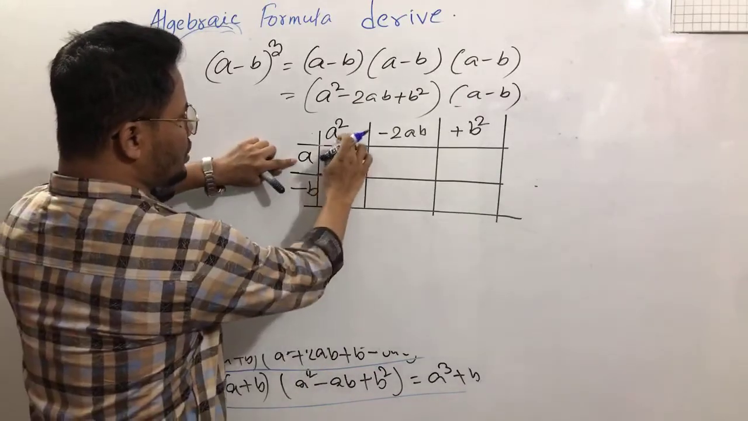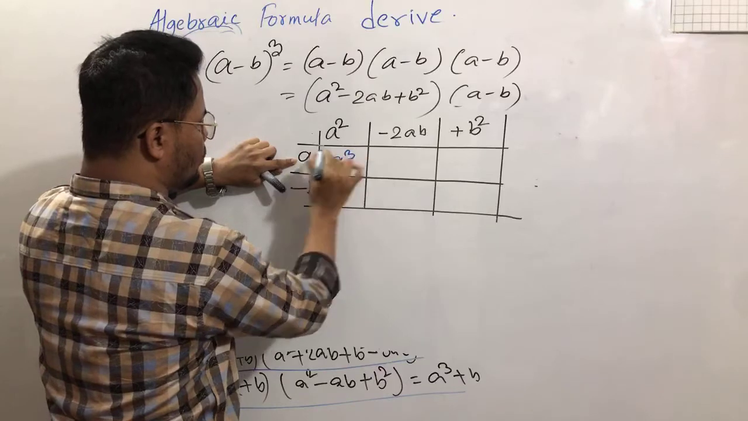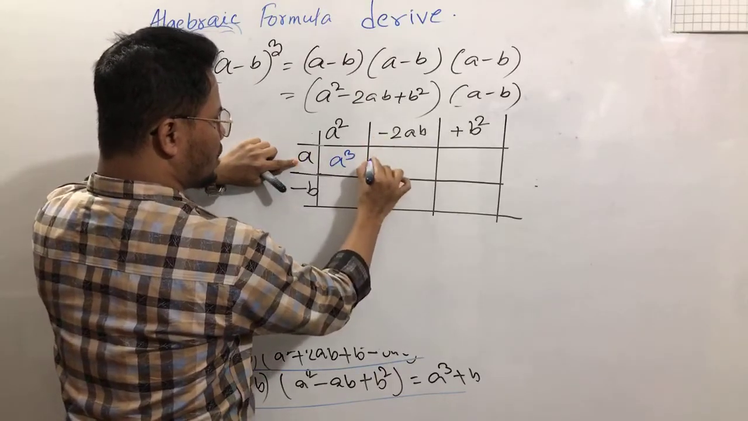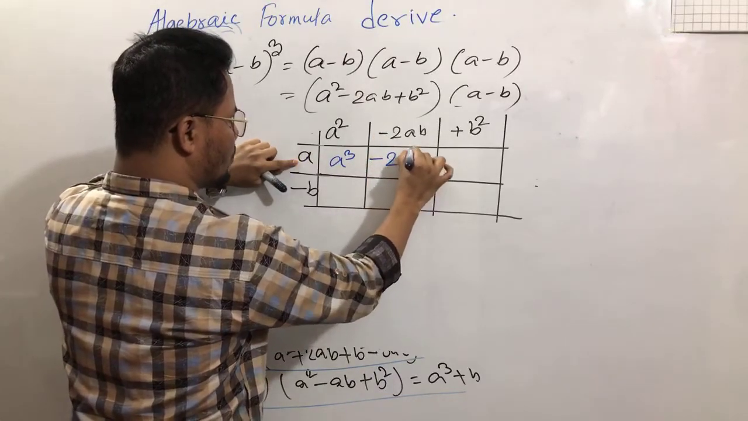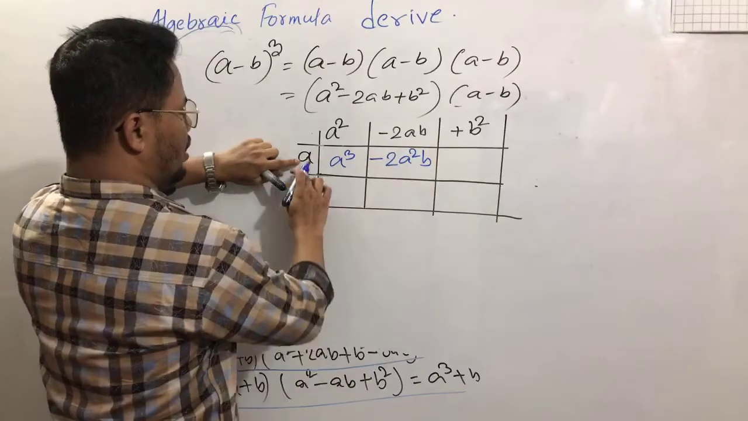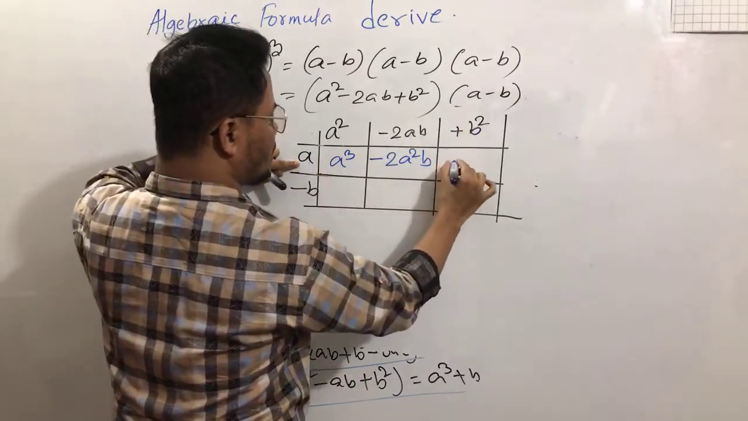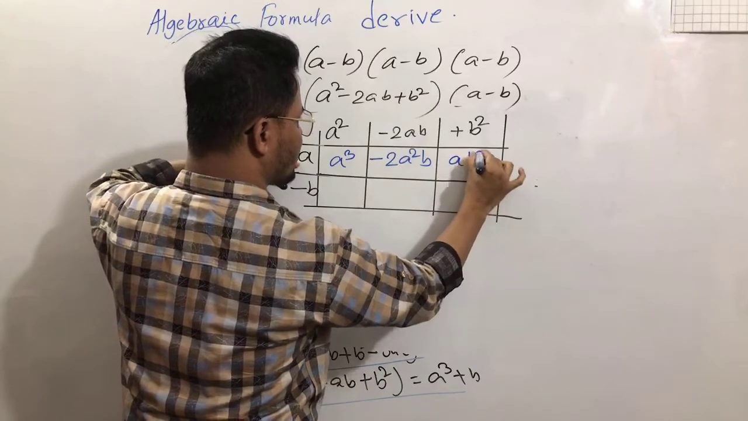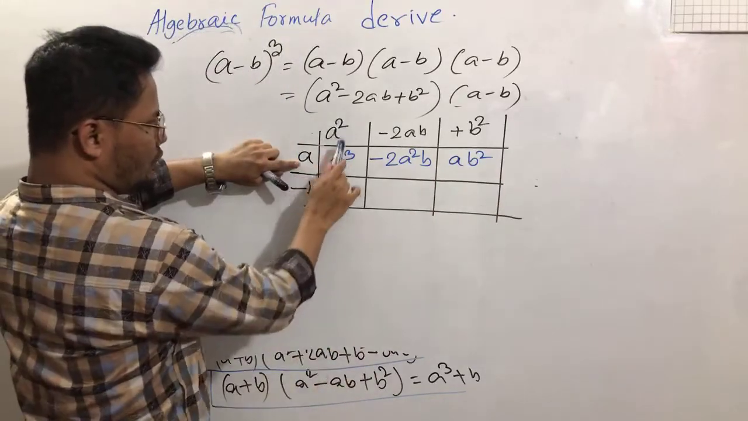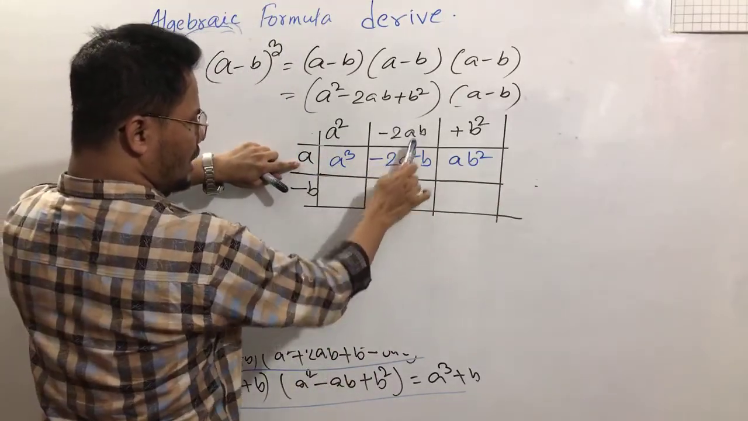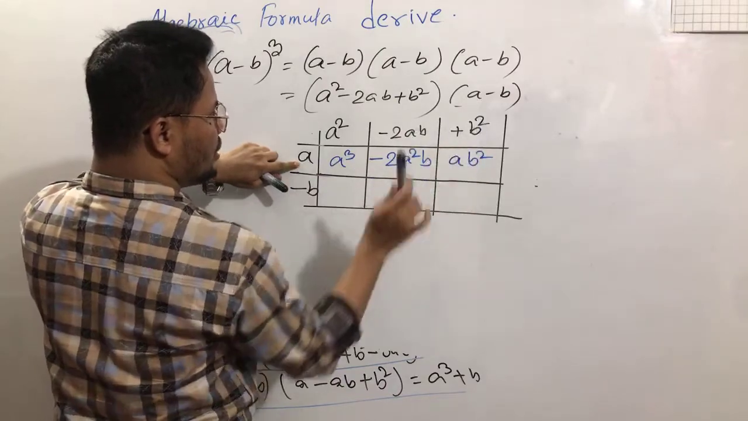A multiply with a square, this one will be a cube. A multiply with minus twice ab, this one will be minus 2 times of a square b. Now a multiply with b square, this one is a b square.